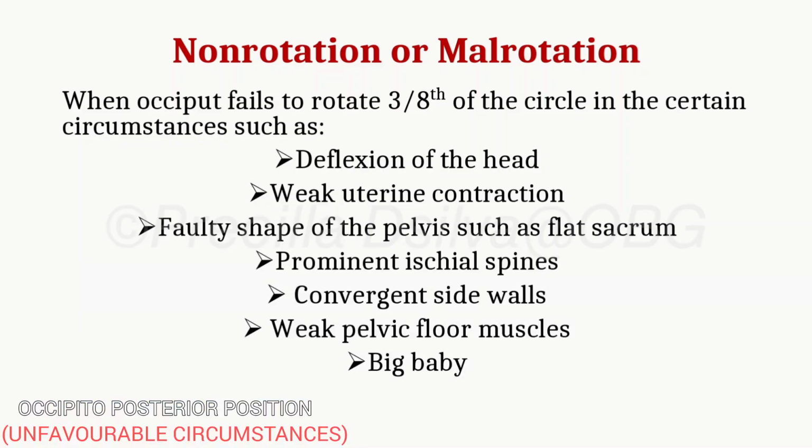When the occiput fails to rotate 3/8 of the circle, in certain circumstances such as deflection of the head, weak uterine contraction, faulty shape of the pelvis such as flat sacrum, prominent ischial spines, convergent side walls, weak pelvic floor muscles and big baby, non-rotation or malrotation occurs.